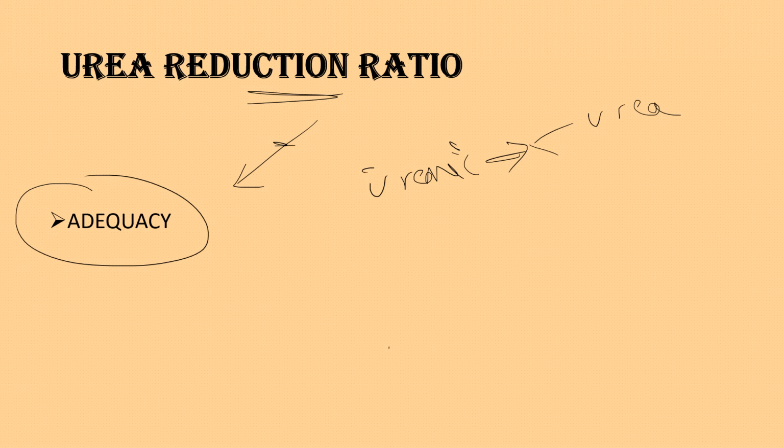How much urea is being reduced because of dialysis is called the urea reduction ratio. In short form, it is represented as URR. In dialysis textbooks or in review articles, you might see a value called URR. What is the percentage? Let us see what the formula is to calculate that.